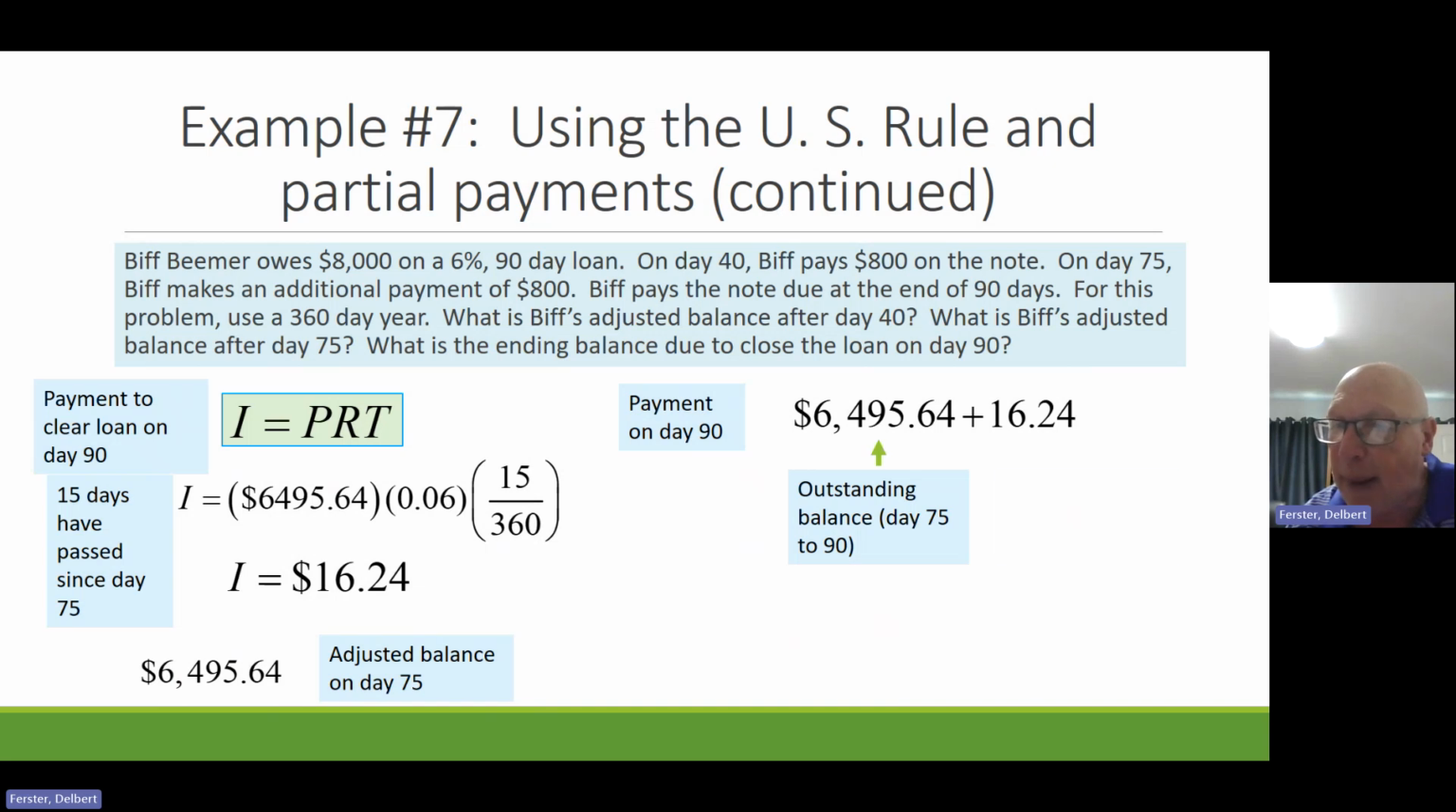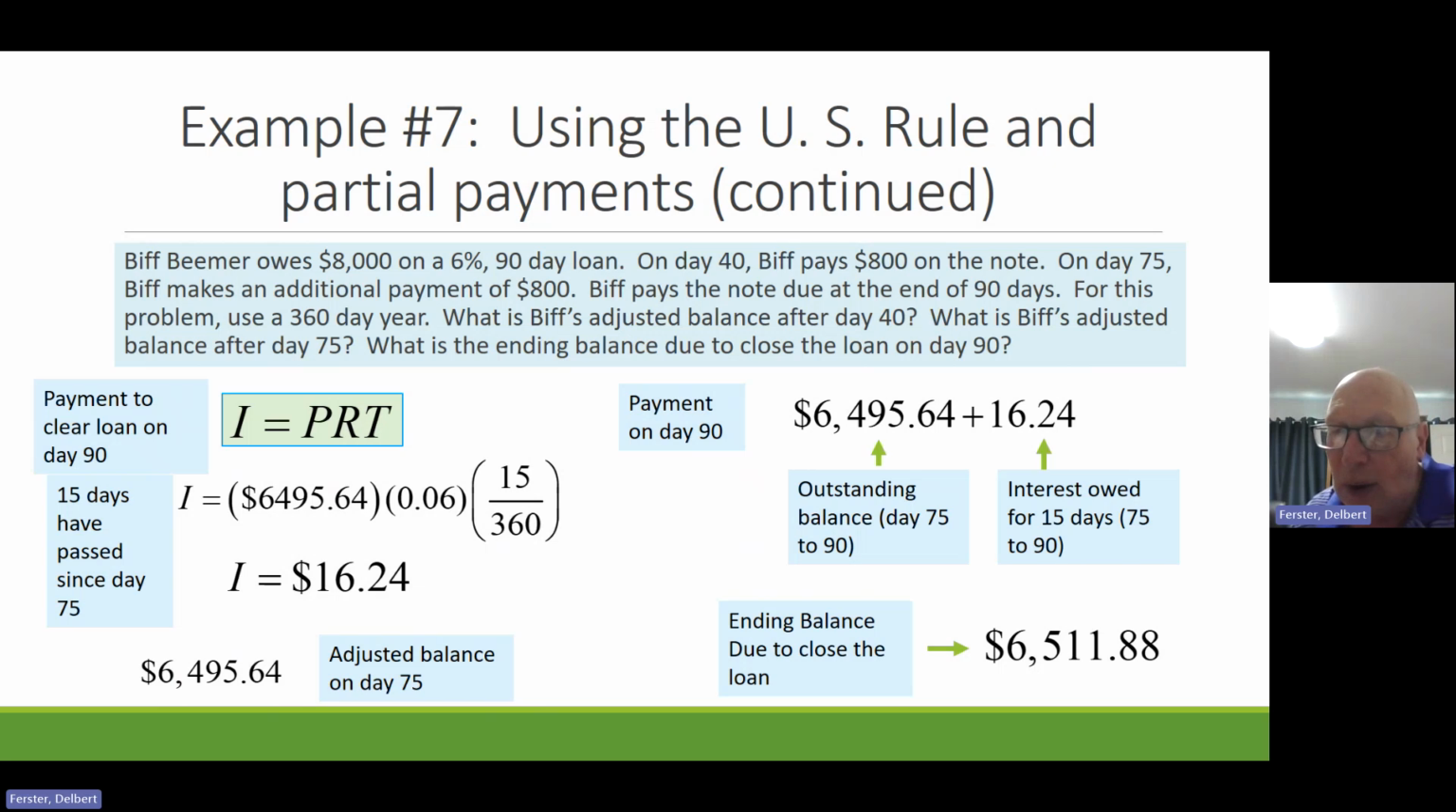So that was our outstanding balance. That's the interest charge. So to clear the loan on day 90, Biff Beamer has to send him a check for $6,511.88. It's not hard to do. You've got to be cognizant of how many days have passed from one day on that payment schedule to another day on that payment schedule. Play clean, pay attention to ordinary or exact. In this context, we did ordinary. All right, so a couple of steps get us there.